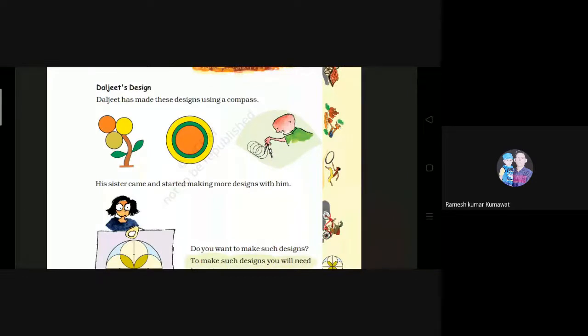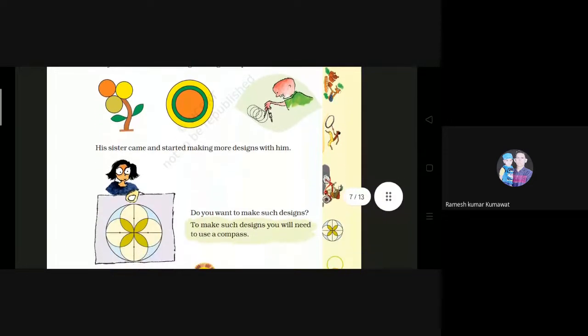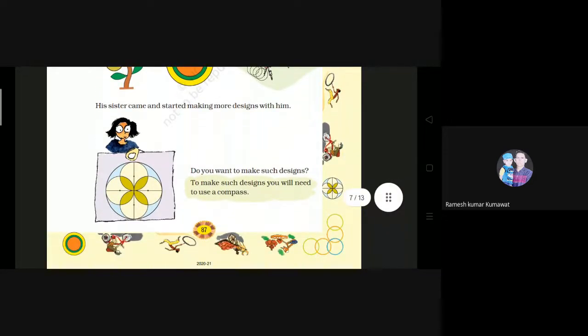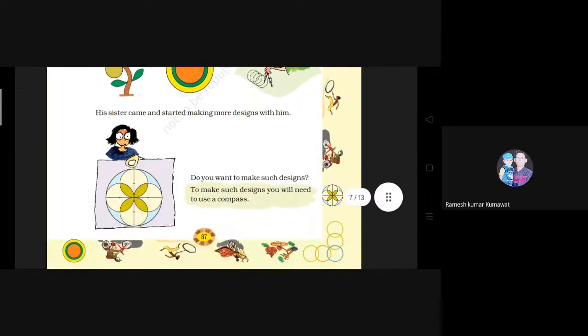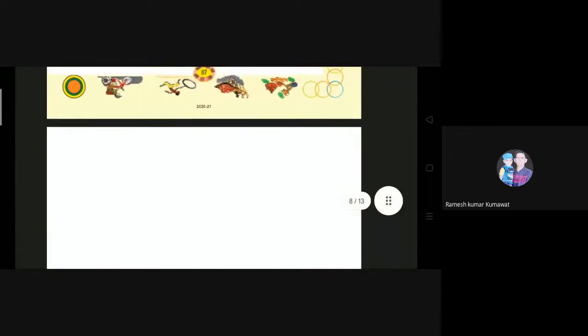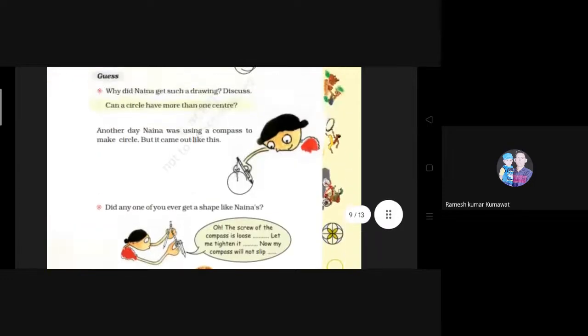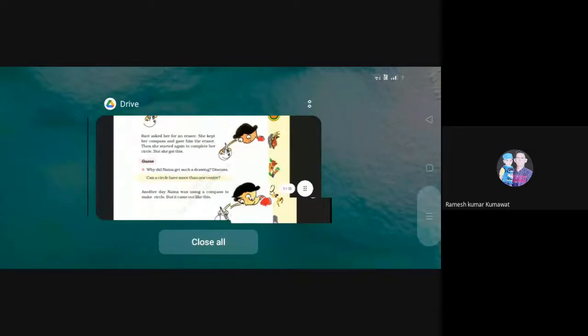Daljeet has made these designs using a compass. His sister came and started making more designs with him. Do you want to make such designs? To make such designs, you will need to use a compass. Here, very nice designs have been made with a compass, you can see. So if you also want to make them, you have to use a compass. So, how to use a compass? Have you ever used a compass? Just now you used it to draw a circle. How did you draw the circle? By using the compass, na? Yes, ma'am.